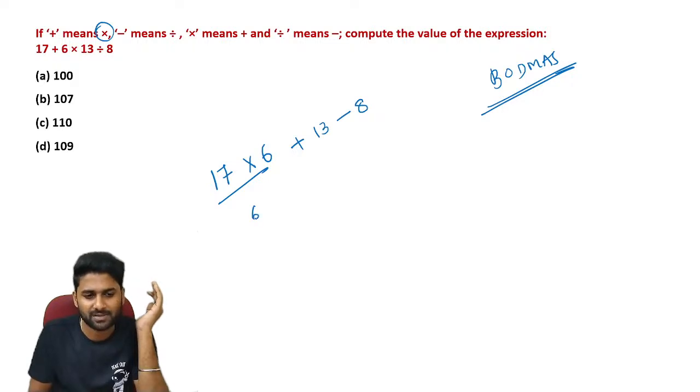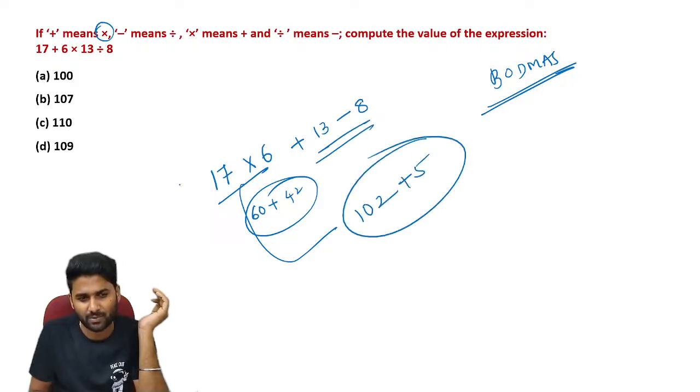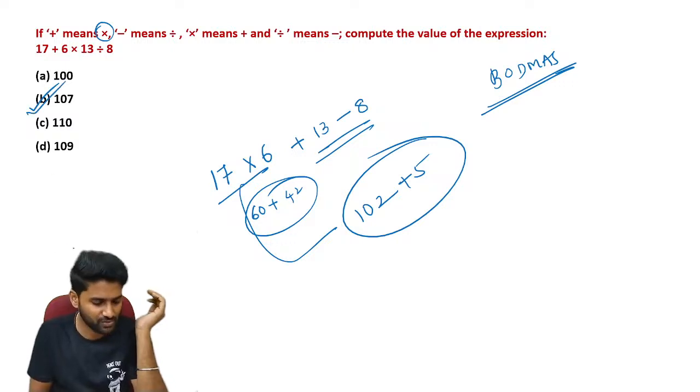Just multiply 6 into 10, 60, 6 into 7, 42. It's all about 102. And 13 minus 8, difference is 5. And the sum value is 107.